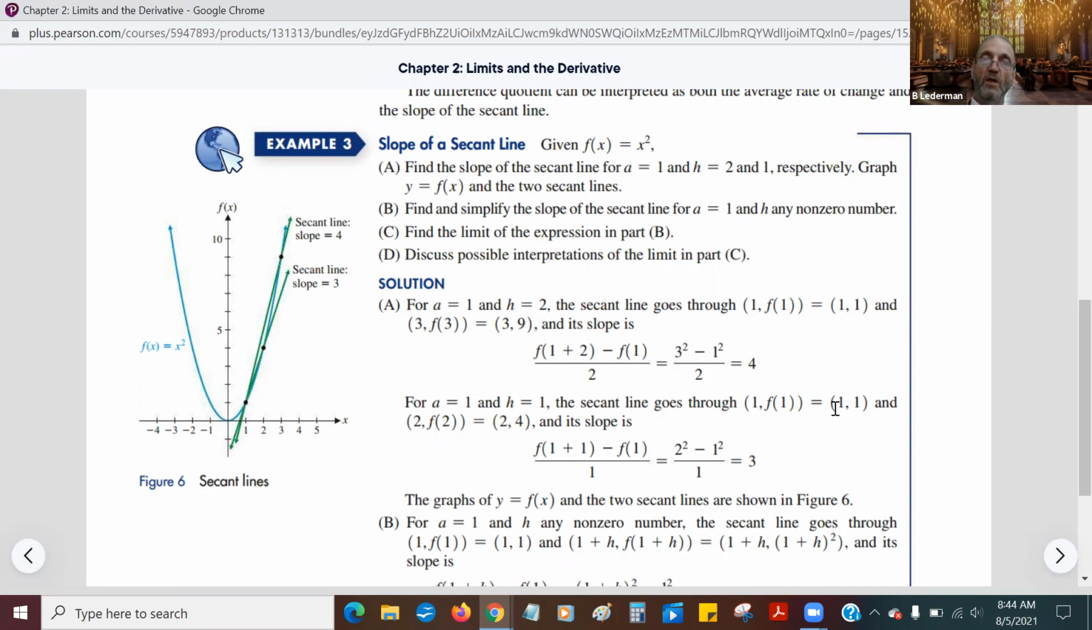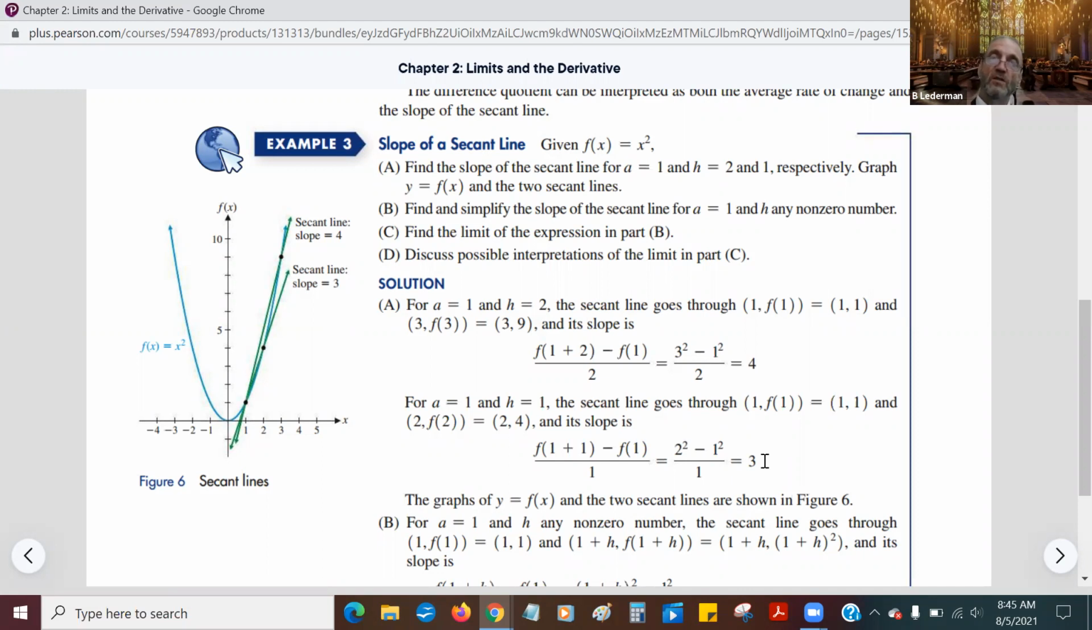So again, f of 1 is 1, 1. And then you have 2 comma f of 2, which is 2, 4. Notice that before it was 3 comma f of 3. Here it's 2 comma f of 2 because this was going a distance of only 1 unit in the x direction. And f of 1 plus 1 minus f of 1 is 2 squared minus 1 squared, which is 3, divided by 1. So it's 3. In one case, the slope of the secant was 4, when the 2 points of intersection were a little bit further apart. When I make the secant closer, the slope is 3.